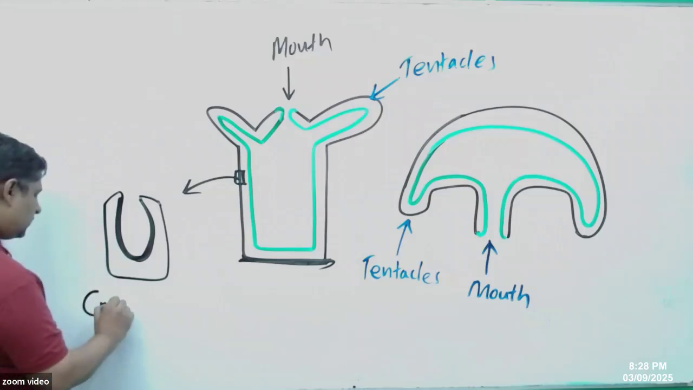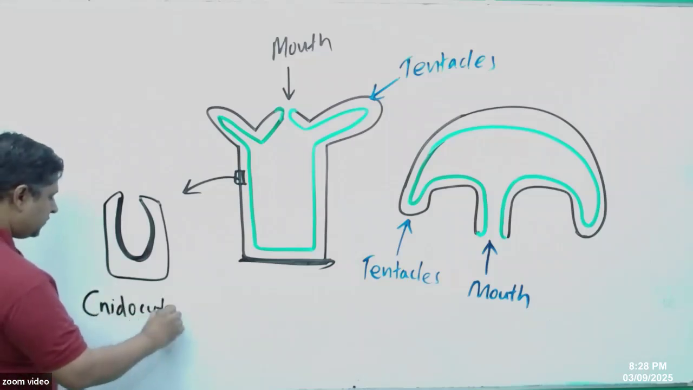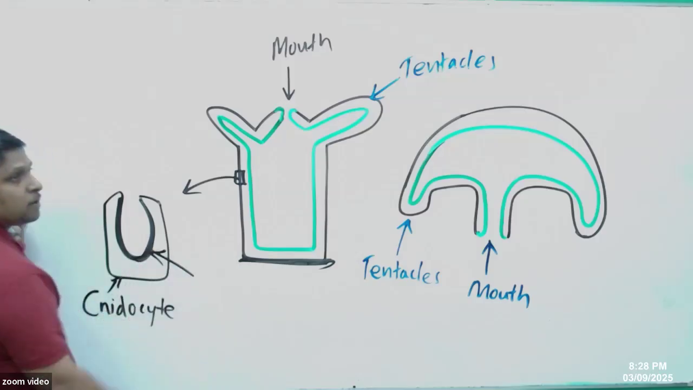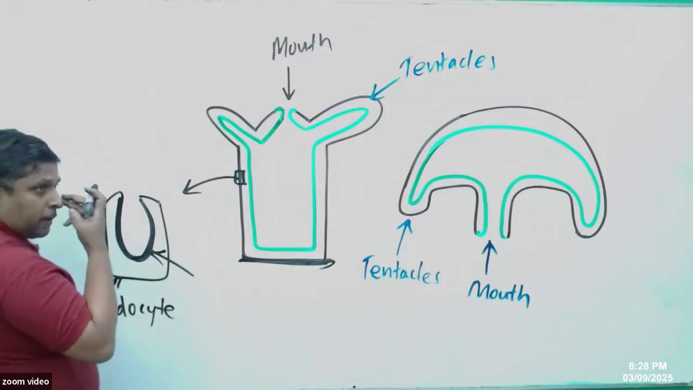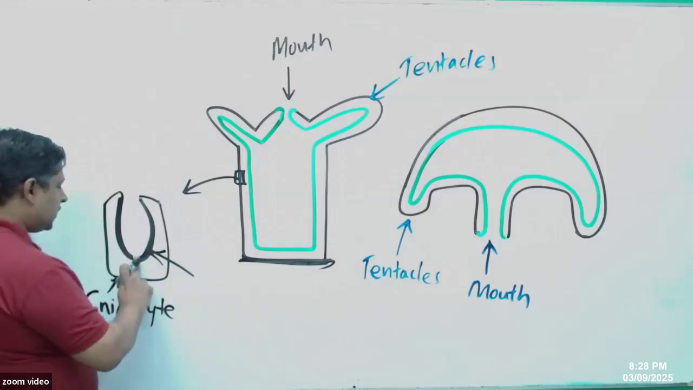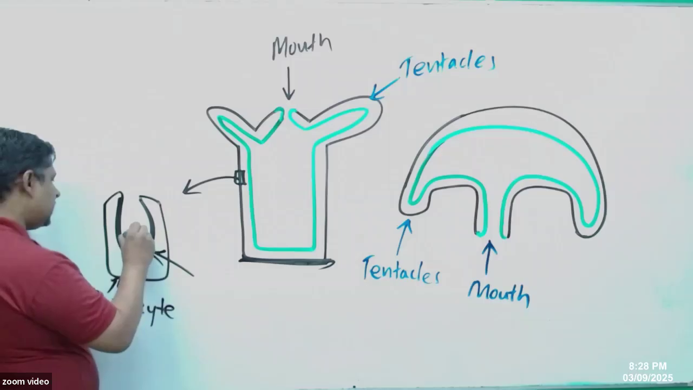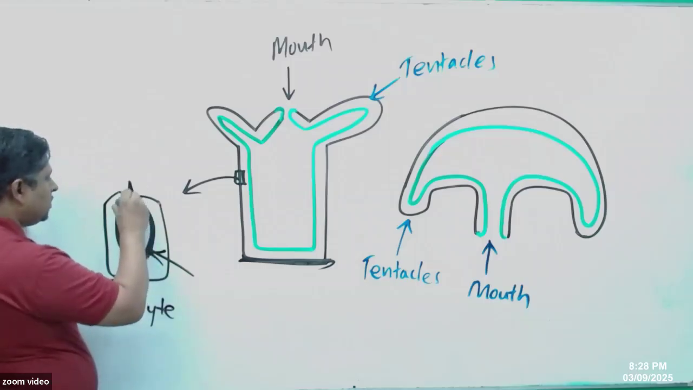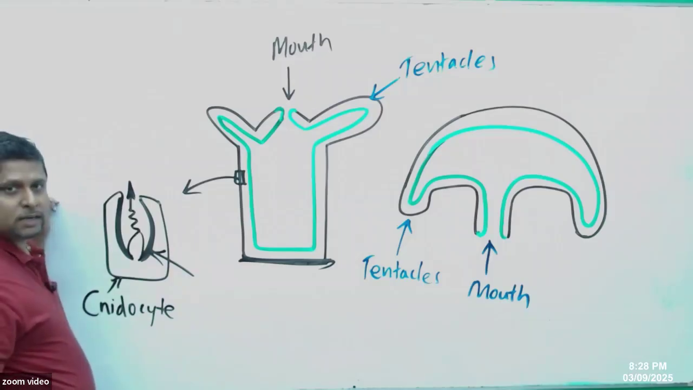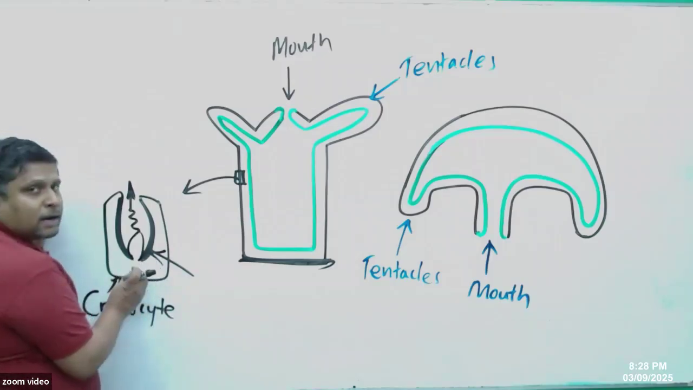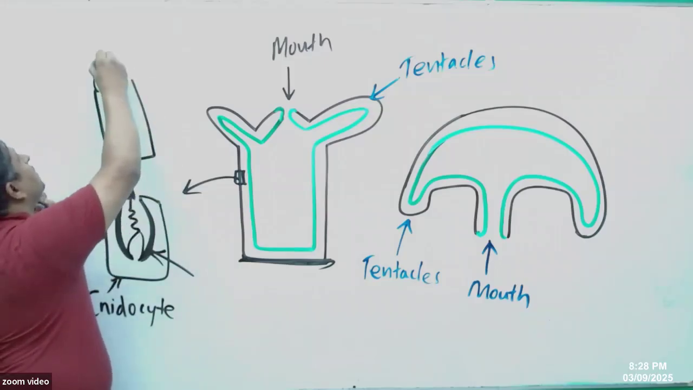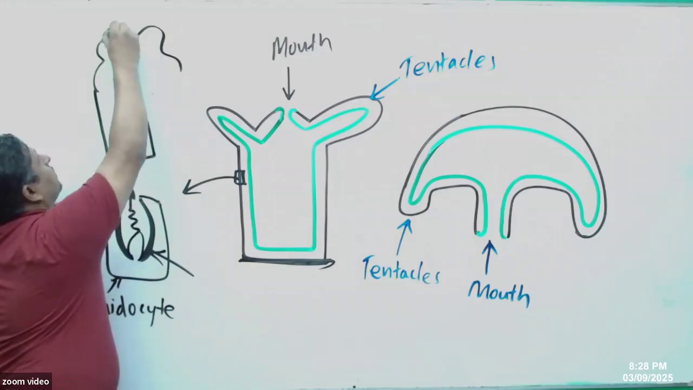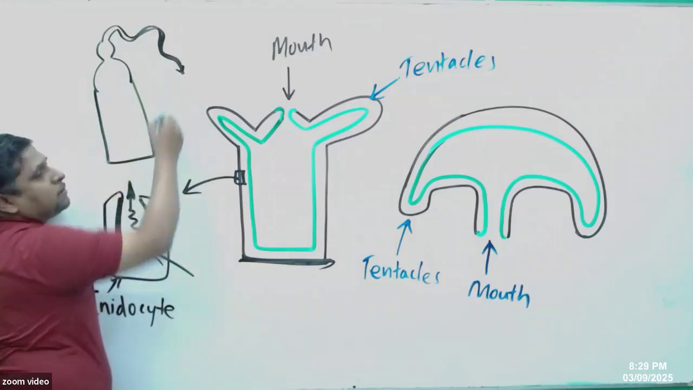So a cnidocyte with a cyst inside. What do you call this? Cnidocyst. And this can project outward. There is a thread-like part with a spear like this, with some toxin. So what happens is when the cell contracts, this is going to protrude out. It's going to shoot out like this. This structure can shoot out. So there is a thread-like part.